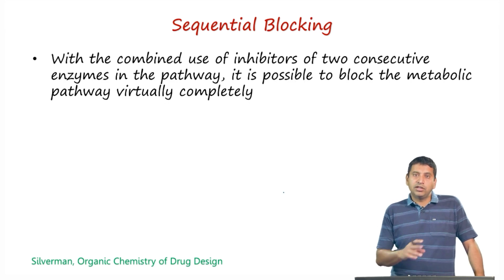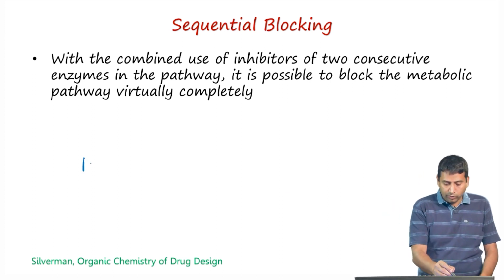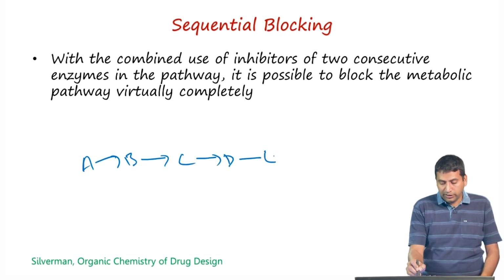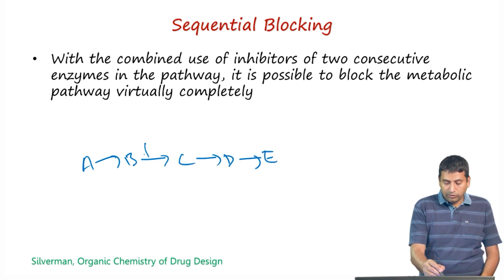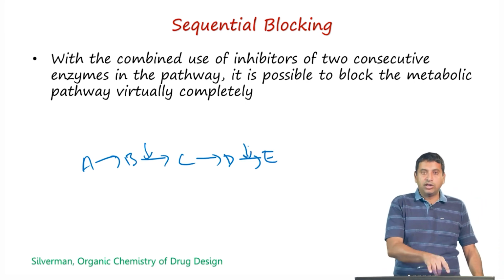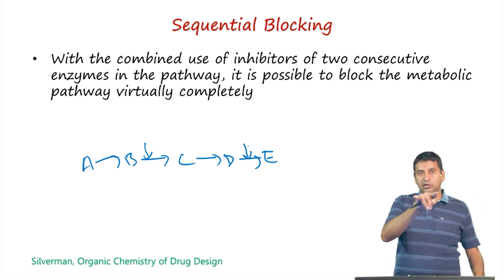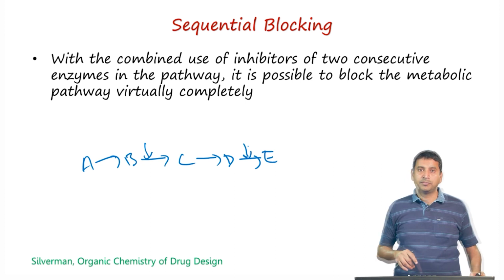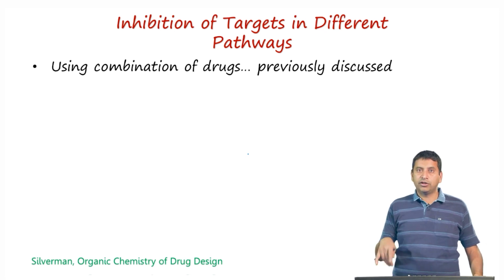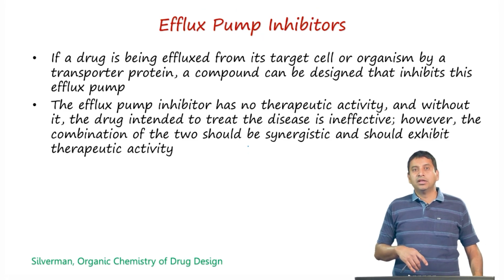But you can use inhibitors of two consecutive enzymes in the pathway. In this A going to B, going to C, going to D, going to E, we would not just block this, but perhaps you would also block this. Here you would develop two different inhibitors, so that they can work in synergy. We have already looked at combinations of drugs that we have previously discussed in detail, so I am not going to take this up again.